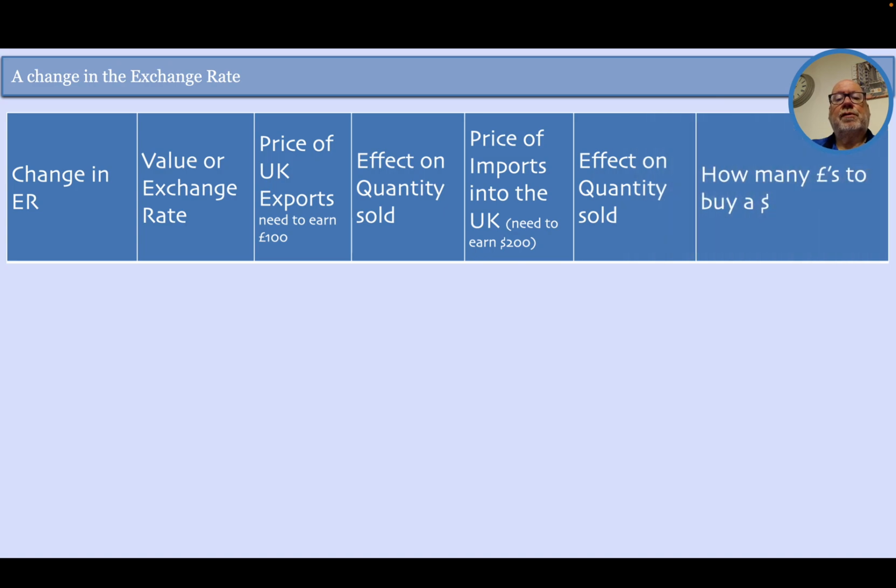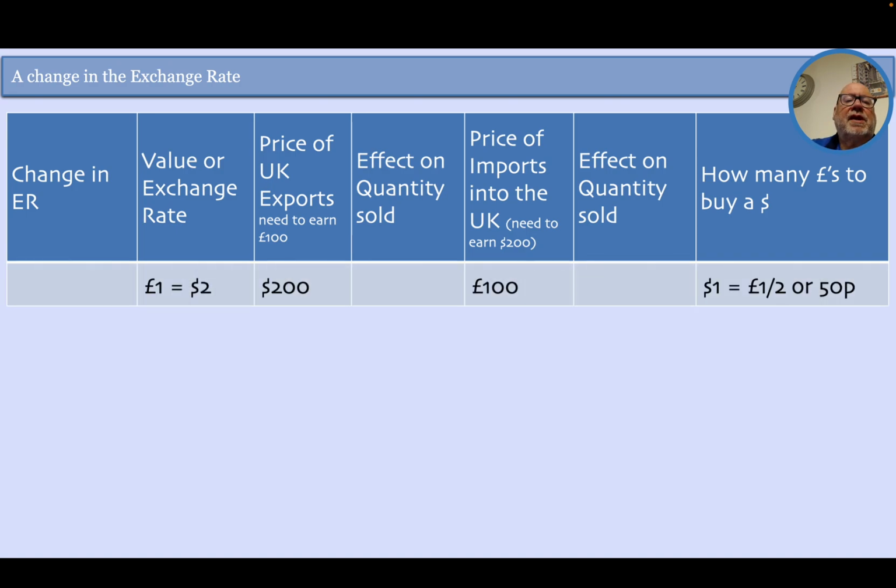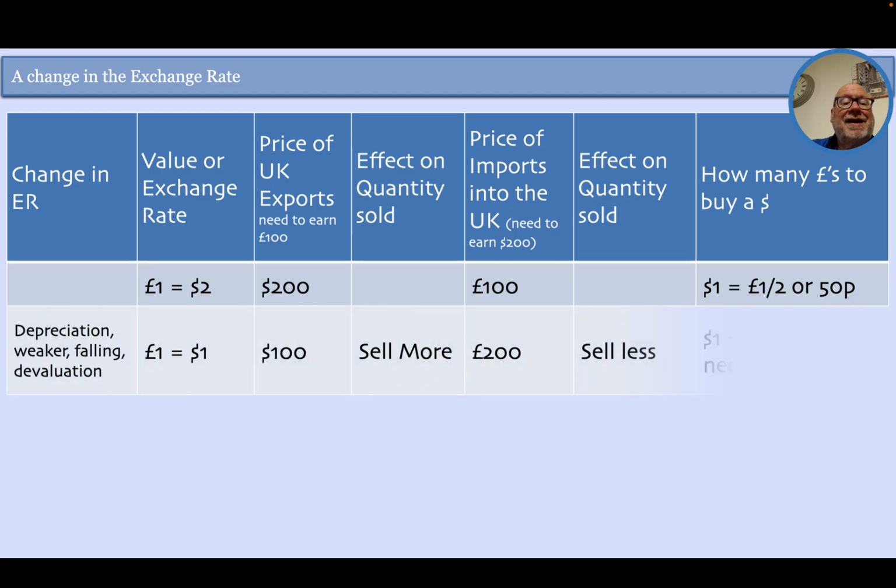It does, of course, depend, as I've just said, on the Marshall-Lerner condition. So this is what we started off with in the very first of these videos, that here we got a change in the exchange rate, so we always start off, keep it simple. If you need to in the exam to remind yourself, £1, $2, exporters, they need to earn £100, they sell for $200. Importers, they need to earn $200, so therefore they sell in our country at £100. Okay. If you have a fall in the pound, depreciation, weaker, falling, devaluation means the same. The price of our exports in foreign markets is going to go down, so we're going to sell more. It's as simple as that.